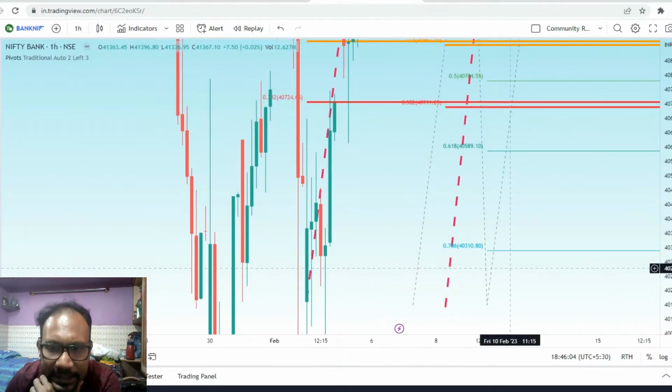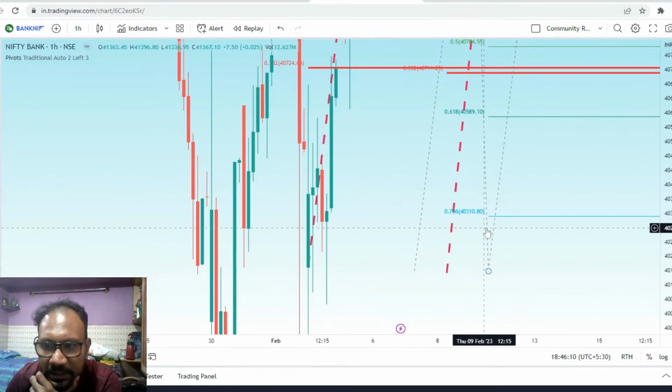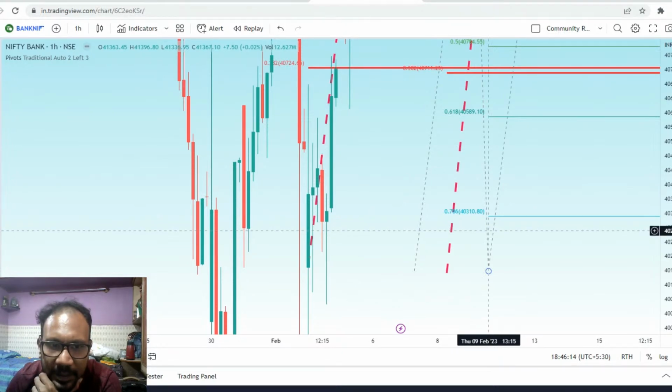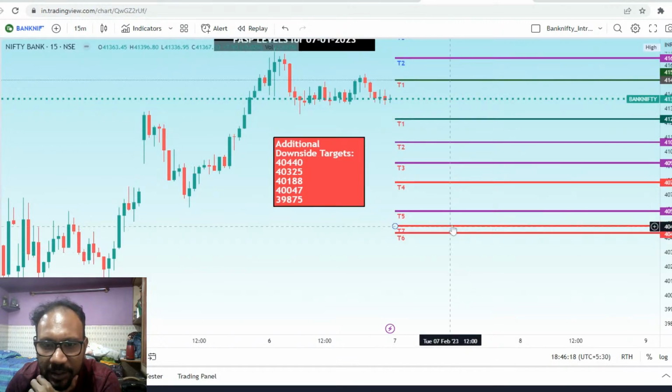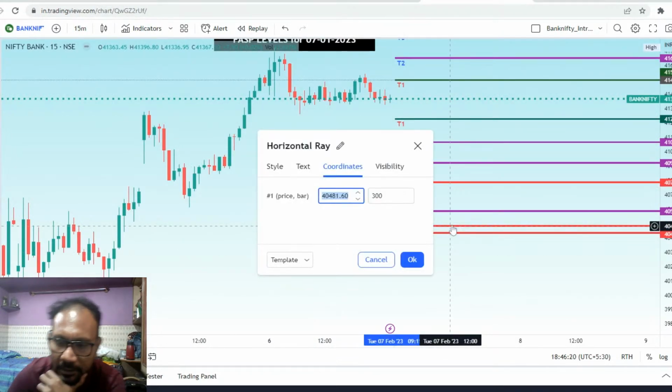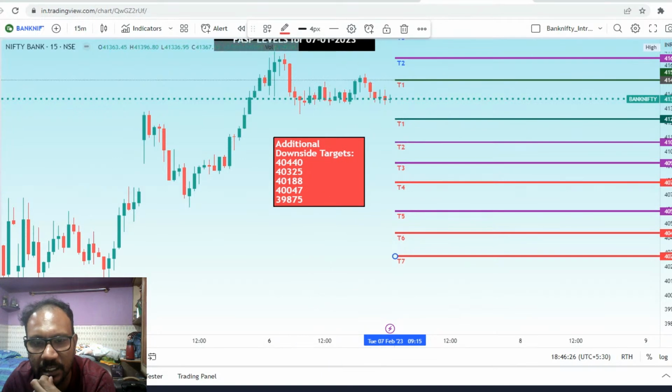And then last, base of this. It looks good to me. Maybe middle of this. 42.71. Yeah, I'm going with that. 42.71. Cool. Now we will have to find additional downside targets.